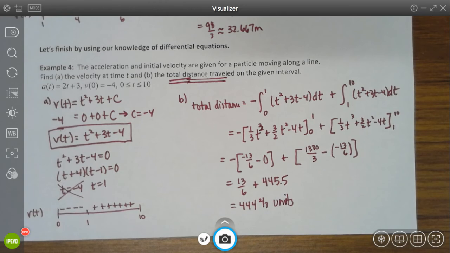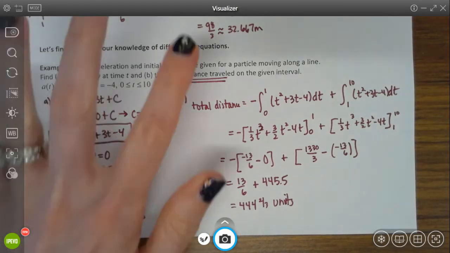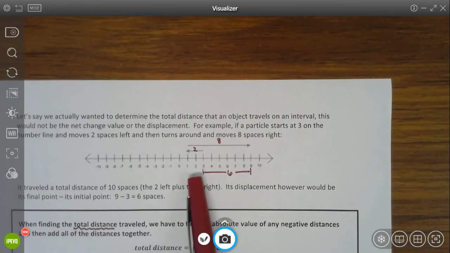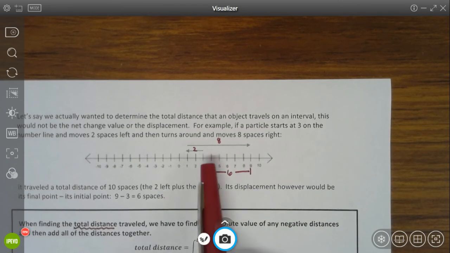So we have to keep in mind net change is displacement, and that's going to tell me how far I moved from starting point to end point. And it's not going to consider negative motion. It's going to just kind of ignore any overlapping lengths that we had. So if your object goes left and then turns around and goes right, displacement ignores that overlapping.